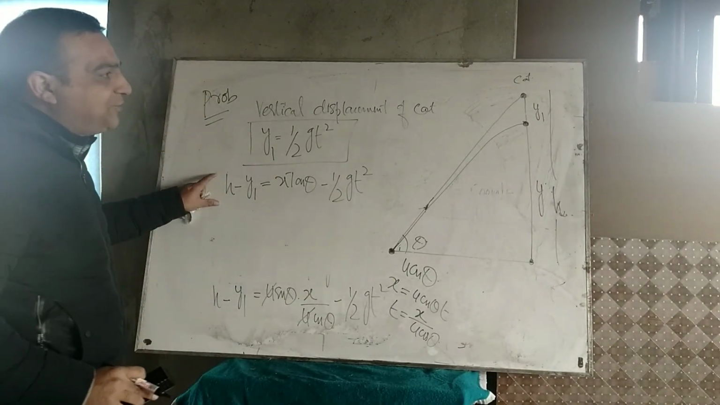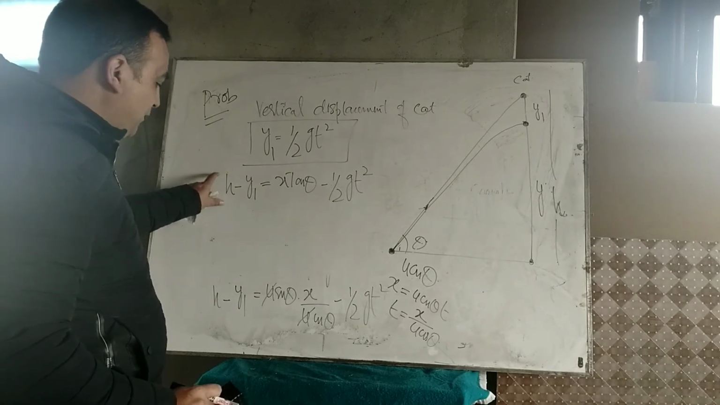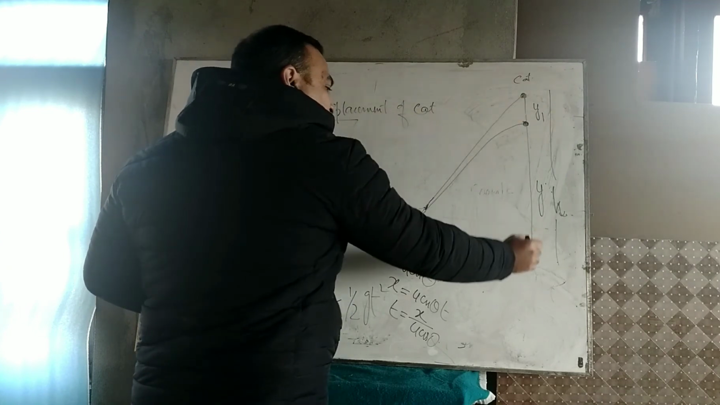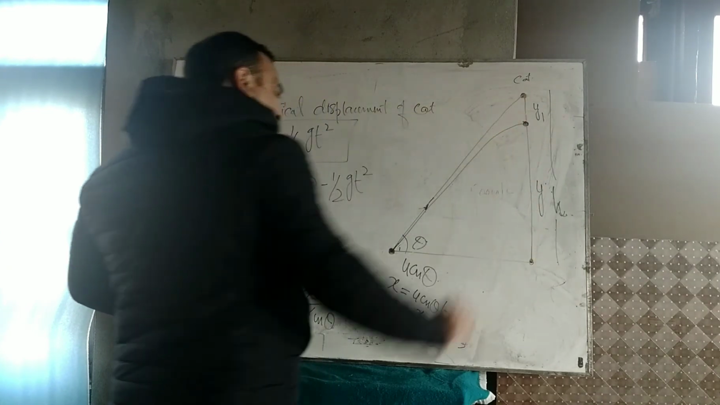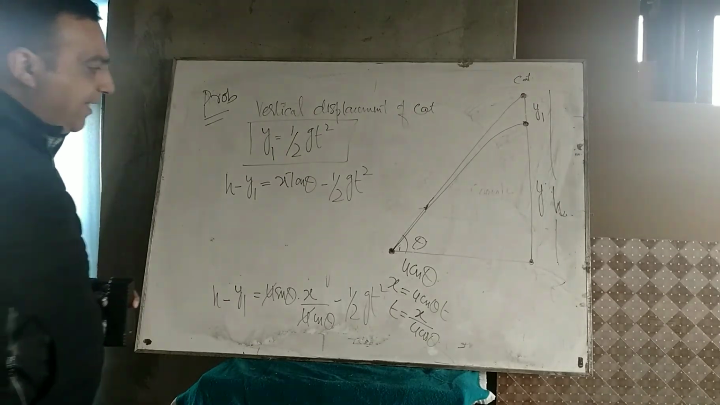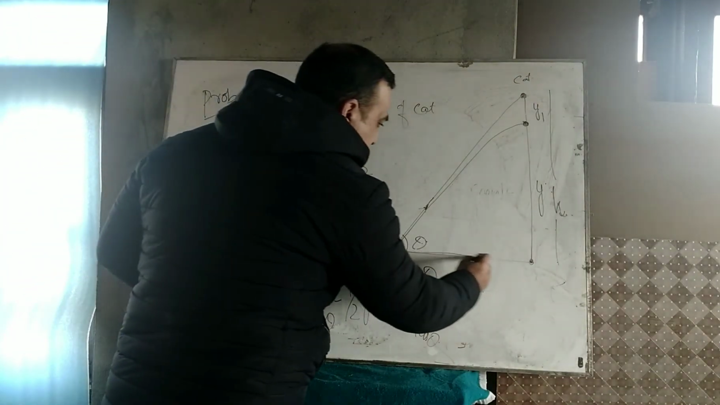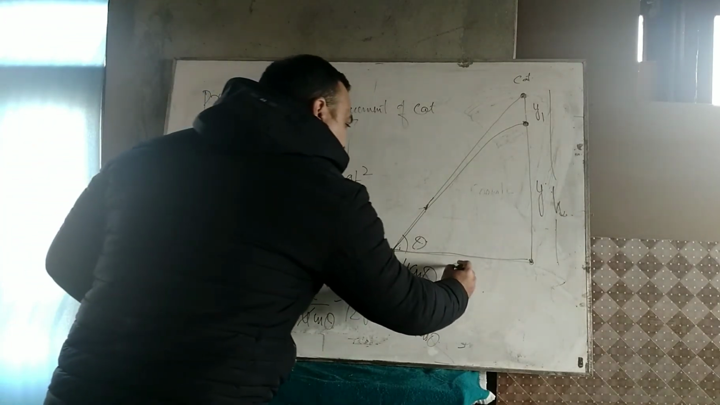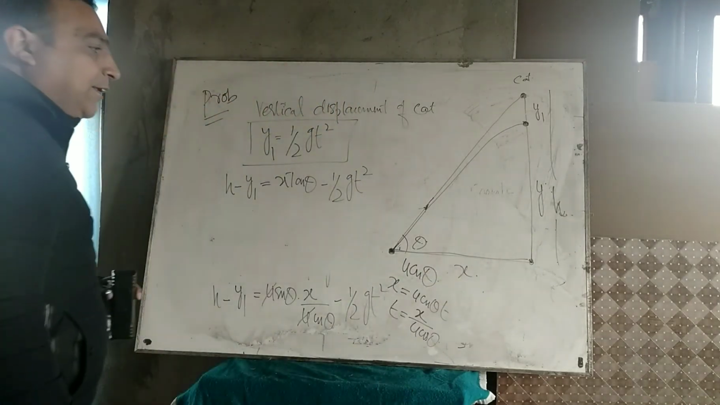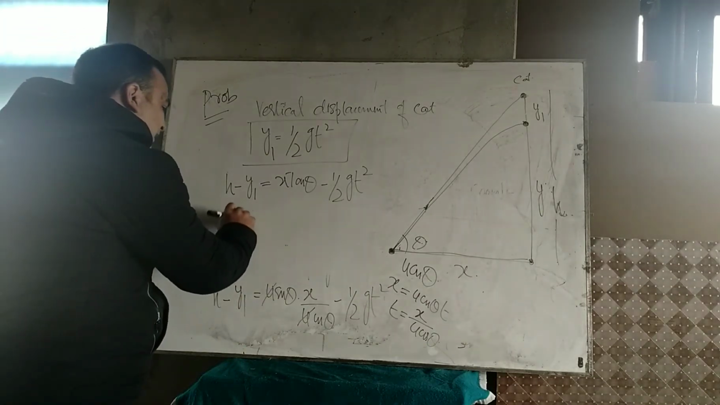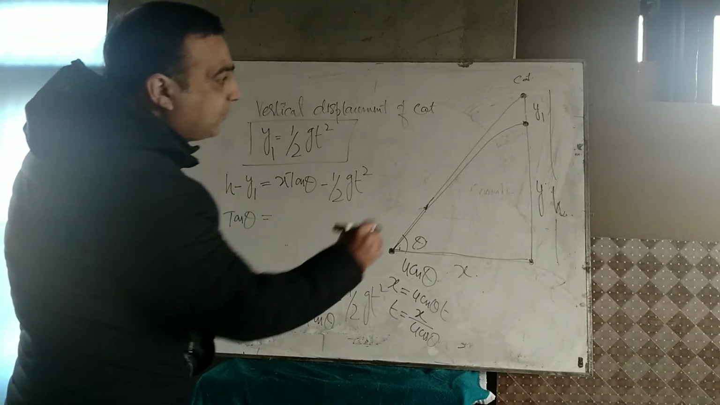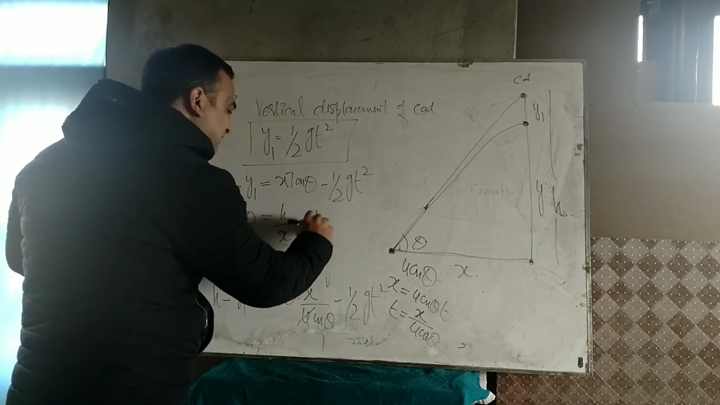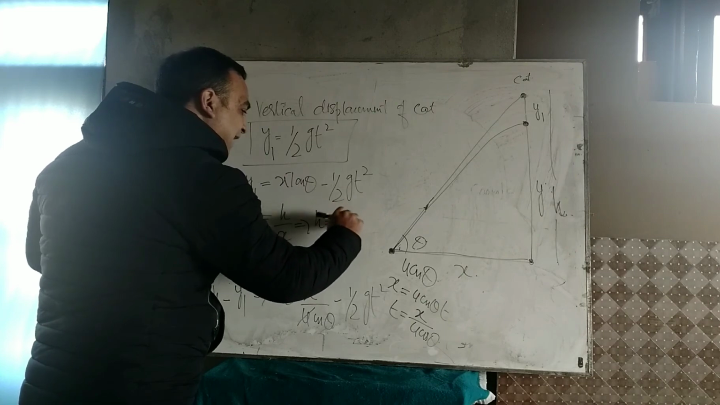Now tell me, what is this h? Come on, what is this h? This h is the total height with respect to the ground when the cat was at rest. And what is this? This is the horizontal displacement. This is x. So what about tan theta? I can write tan theta is equal to perpendicular by base, that is h by x. What does that mean? That means this h is equal to x tan theta.